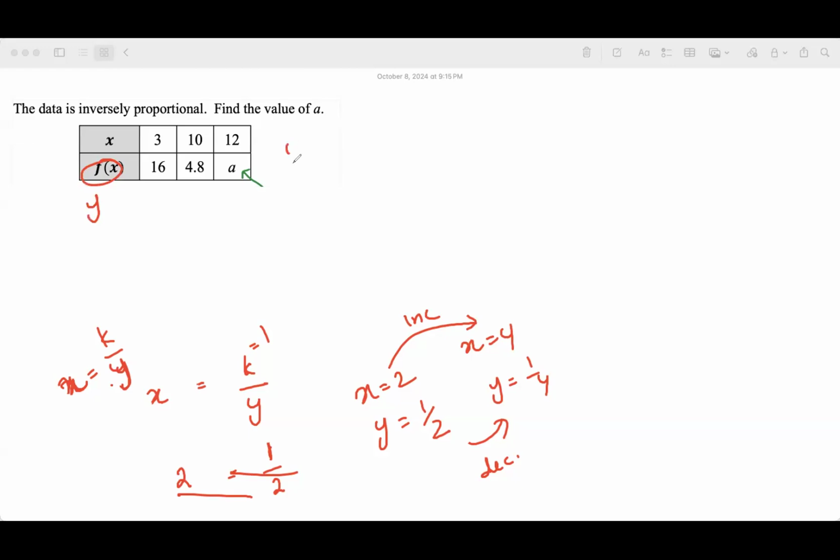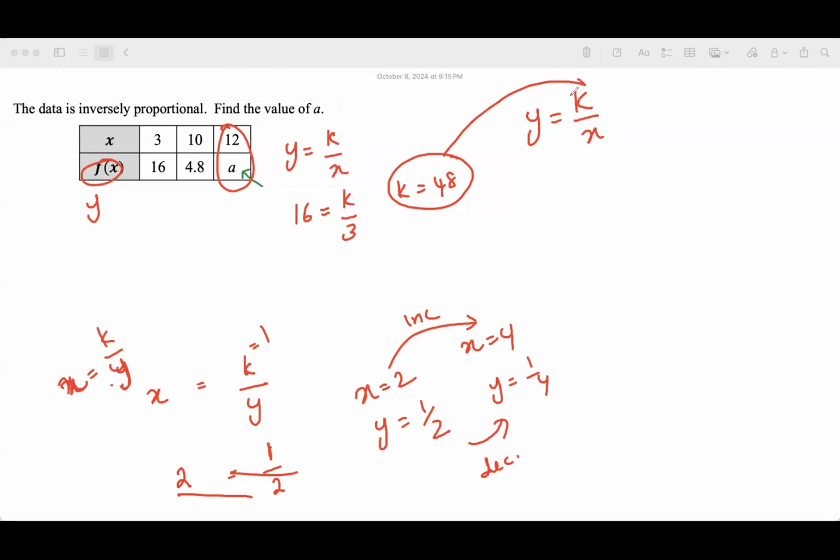Right? K by x, 16. Now use that k value. You have to find this one, right? Same formula is the same, but substitute k equal to 48. You don't know y, right? Y is what? A, right? By 12, which is 4, ma.